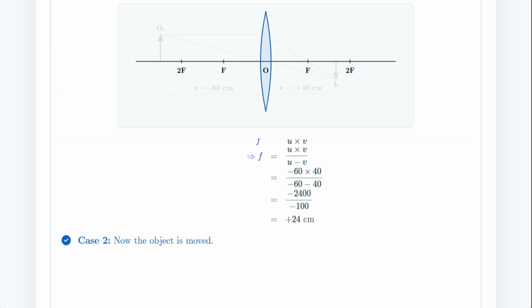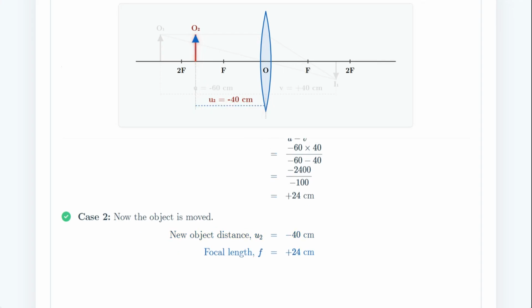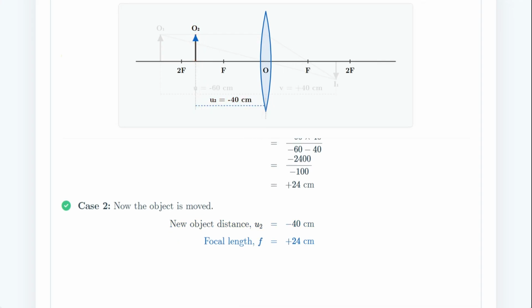Fantastic. Now let's move to case 2. We are taking the object and shifting it closer to the lens. Our new object distance, let's call it U2, is now 40 centimeters. With the sign convention, it's minus 40 centimeters. But remember, it is the exact same lens. We haven't changed the glass. Therefore, the focal length f remains plus 24 centimeters. See how case 1 just unlocked case 2 for us?